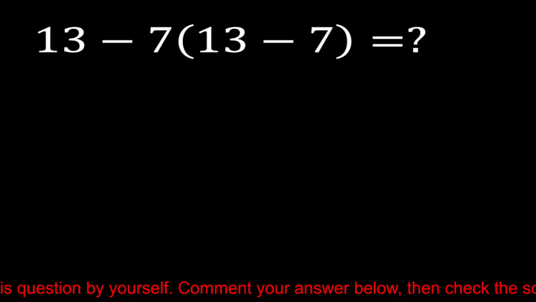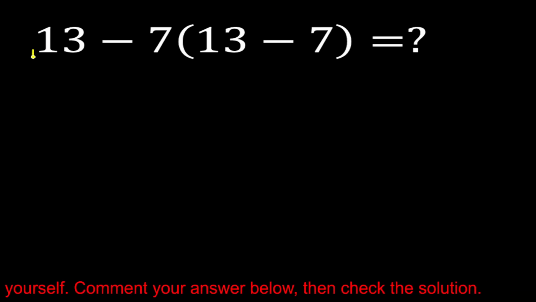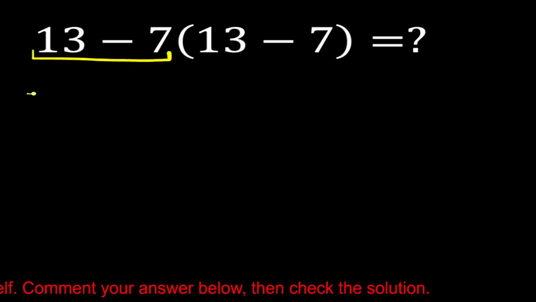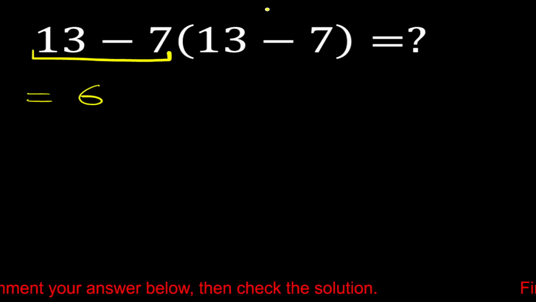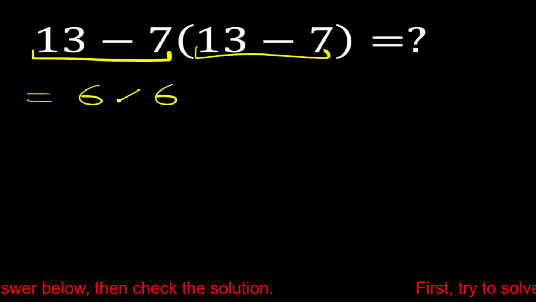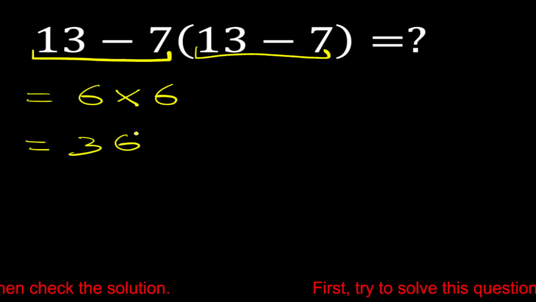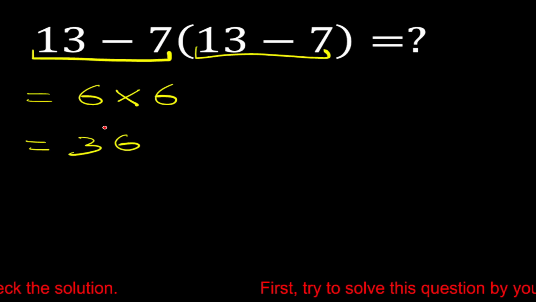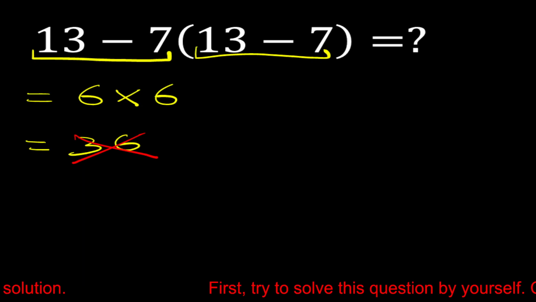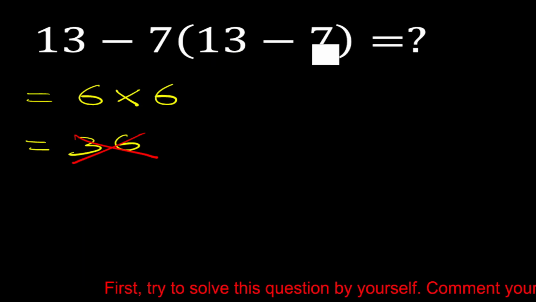So most people solve this question like 13 minus 7 is equal to 6. Then again 13 minus 7 is equal to 6. Now 6 multiply 6 is equal to 36. Okay, but this answer is not correct. This answer is completely wrong. So now let's solve this problem correctly by using a PEMDAS rule.